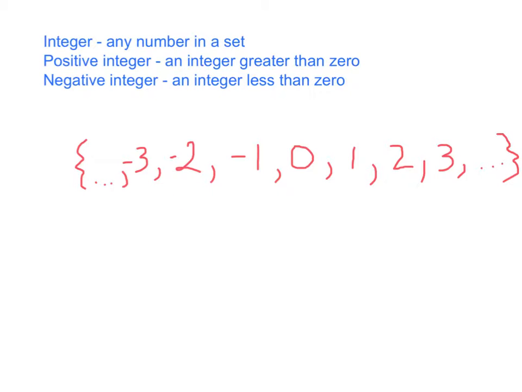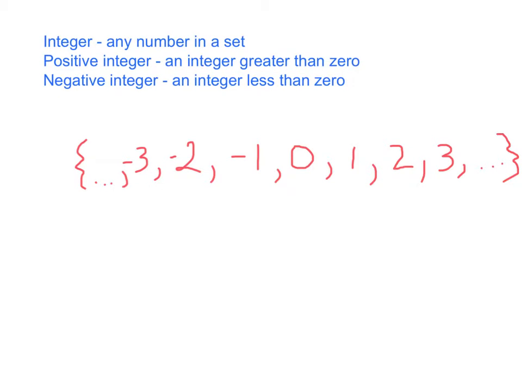A positive integer is any number or any integer that is greater than 0. So 1, 2, 3. These dots here tell us that these numbers go on forever in both directions. Negative numbers, like you see here, are numbers that are less than 0. So these are integers that are less than 0.